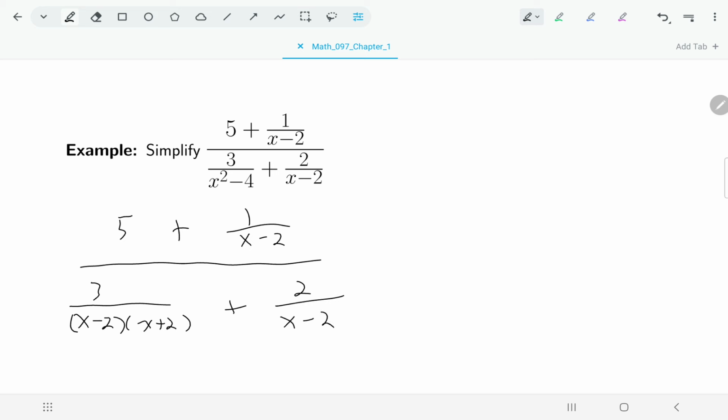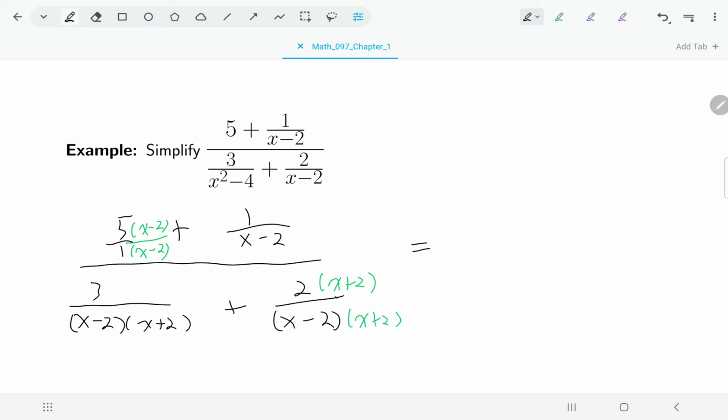And so if I decided I wanted to do what I was talking about previously, making it one fraction over one fraction, then on the top, I notice I've got 5, which is the same thing as 5 over 1, and I've got 1 over x minus 2. So if I wanted to make a common denominator, then for the 5, I would need to multiply top and bottom by x minus 2. For the denominator, if I wanted to combine these two fractions, they both already have x minus 2's. The second one needs an x plus 2, so I'll multiply the second one, top and bottom, by x plus 2.